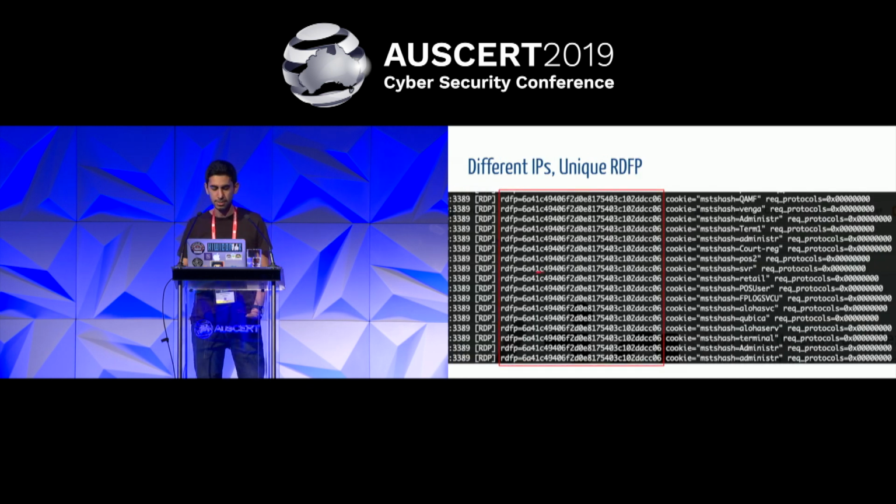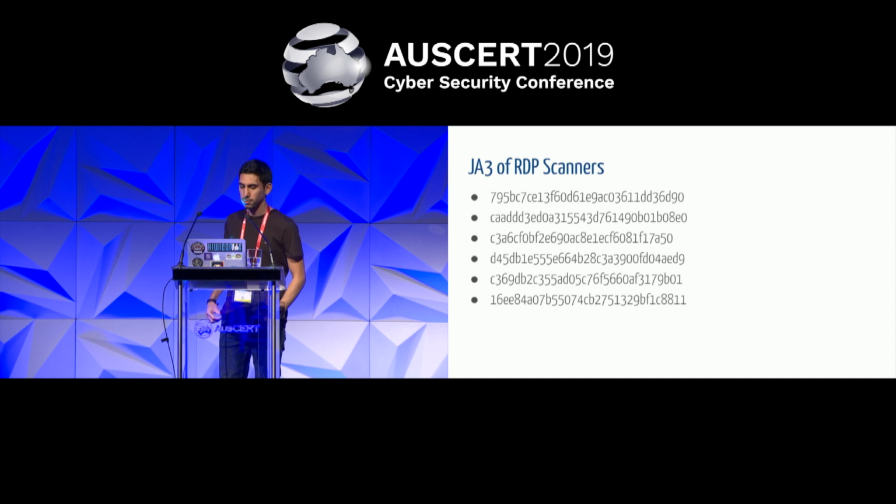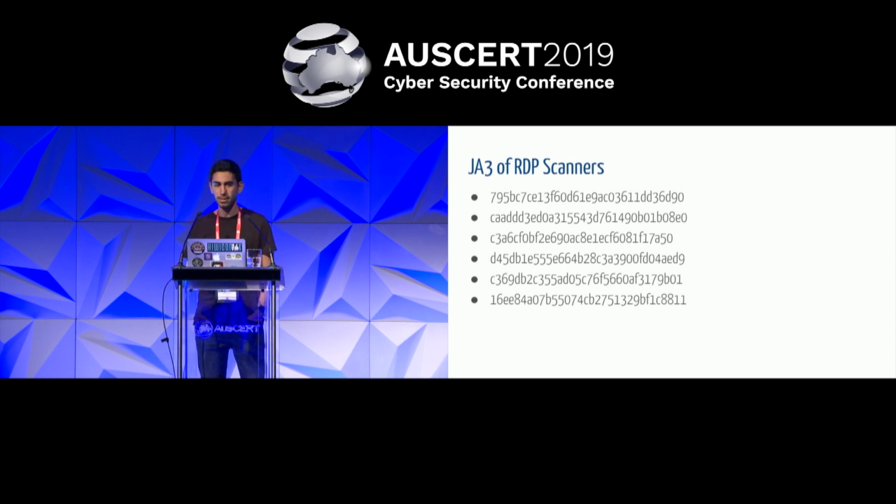This is another one which you can see. You can't see the source IPs, but the source IPs are different. The RDP fingerprint is the same. And here the cookie is something like a brute force. And the last thing in the RDP is the geometry of RDP scanners. The previous thing I showed you was the scanners using the standard RDP security protocol. But these are the ones using TLS, and this is the geometry of those.